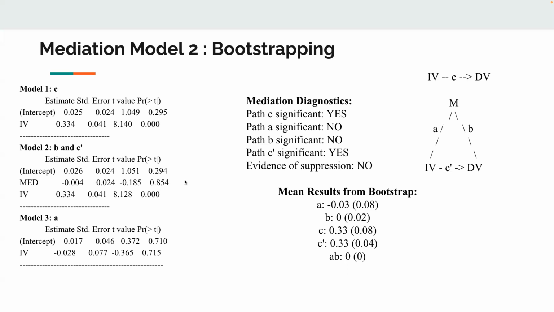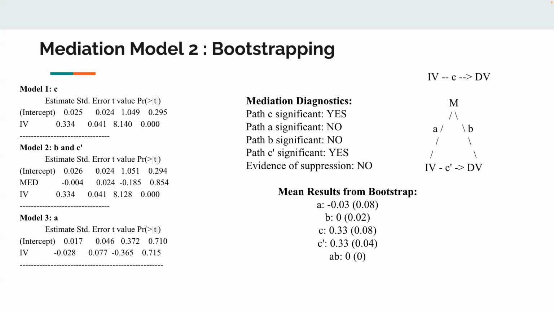Then we're going to look at our B and our C prime pathway. It shows that when the mediator, which is stress, and heart disease are included in the model, the mediator is not significant at the 0.05 level. And then pathway A, we see that this is also not significant at the 0.05 level. So since our B parameter and our A parameter are not significant, we can rule out mediation in this model, because our C prime does remain significant.